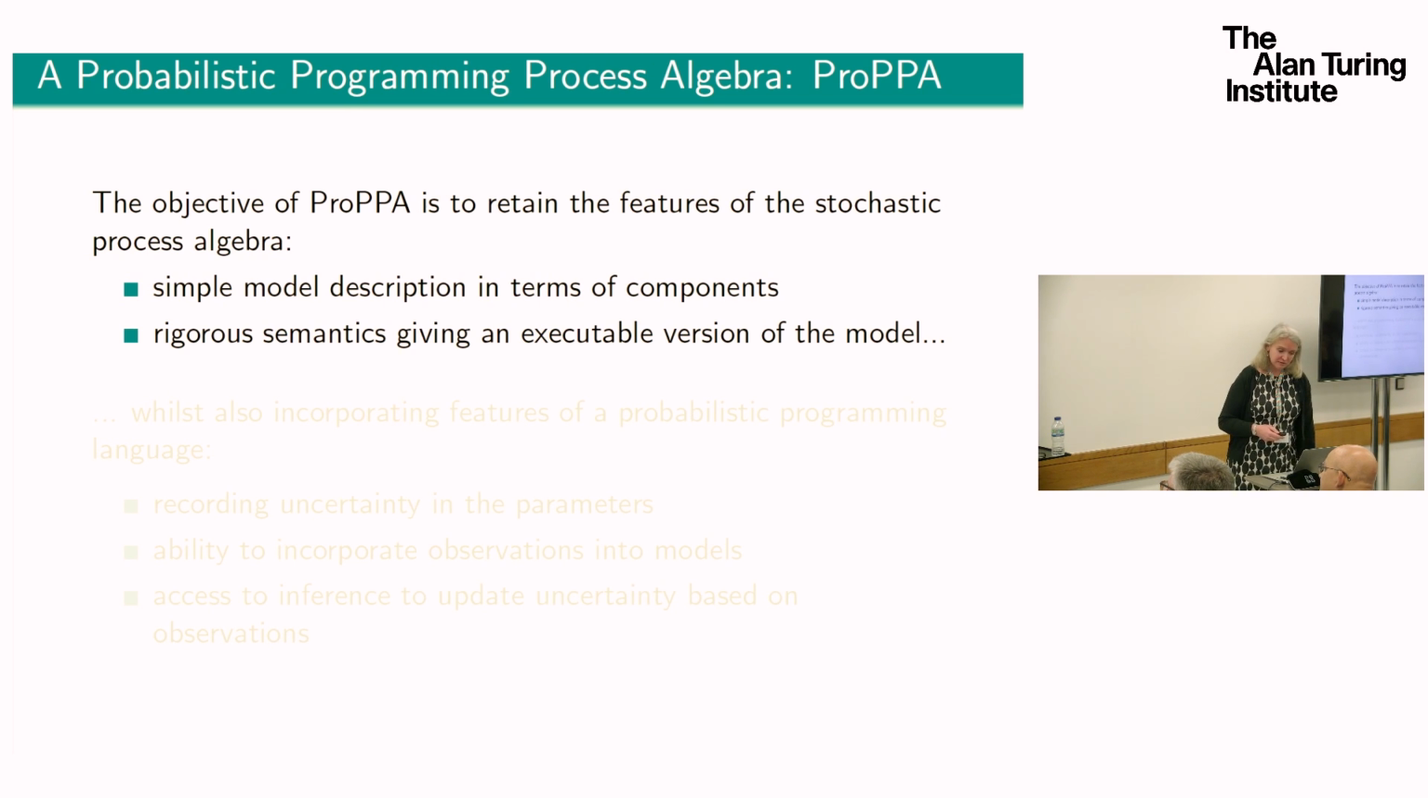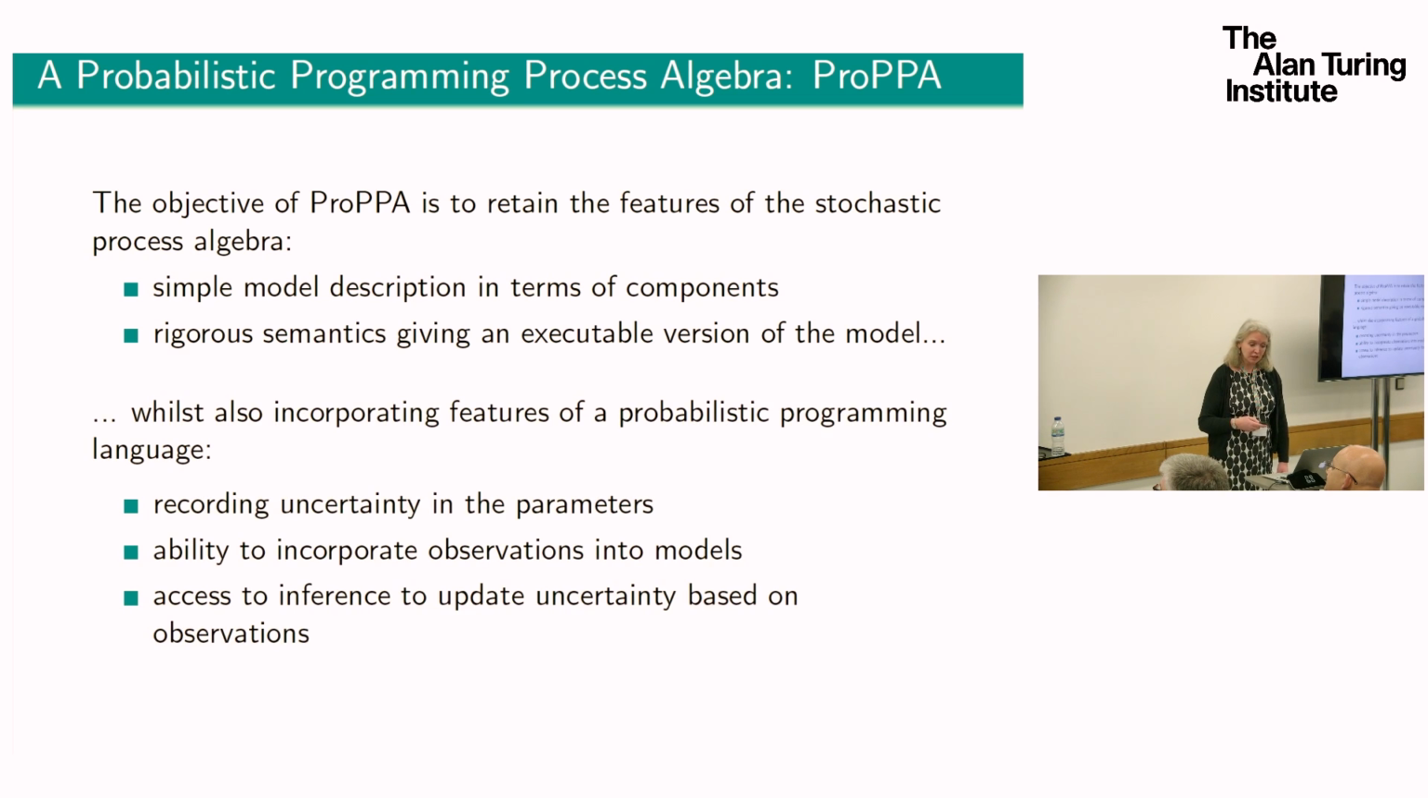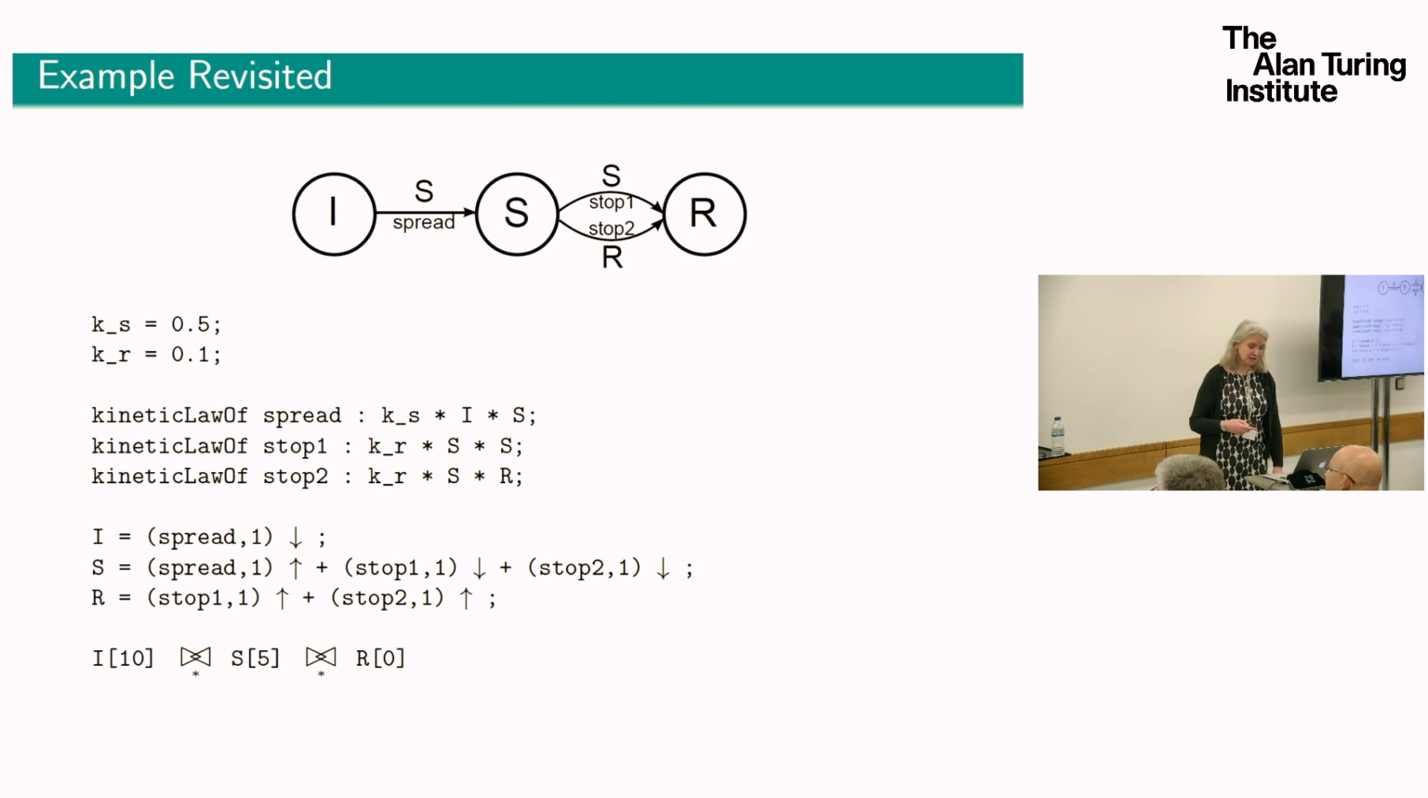So this was our objective in developing ProPPA, was to keep those features of the stochastic process algebra which were good. So it was easy to describe things in terms of components, and then we have this engine from the semantics that give us an executable model, but then incorporate into the language those features from probabilistic programming of recording the uncertainty, and for the moment we're focusing just on parameter uncertainty, have some way of recording the observations and building those in, and then accessing inference to update the uncertainty.